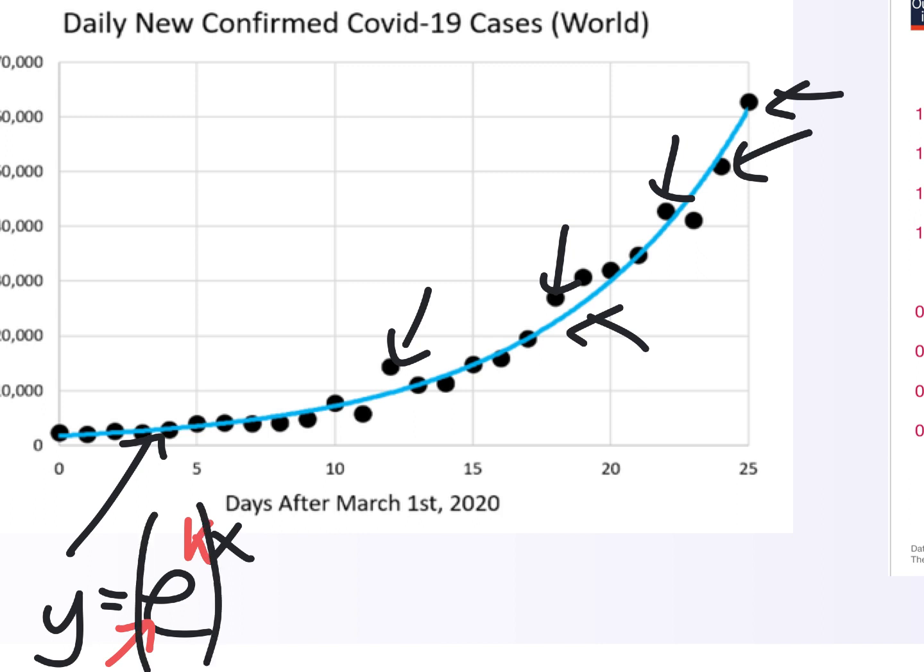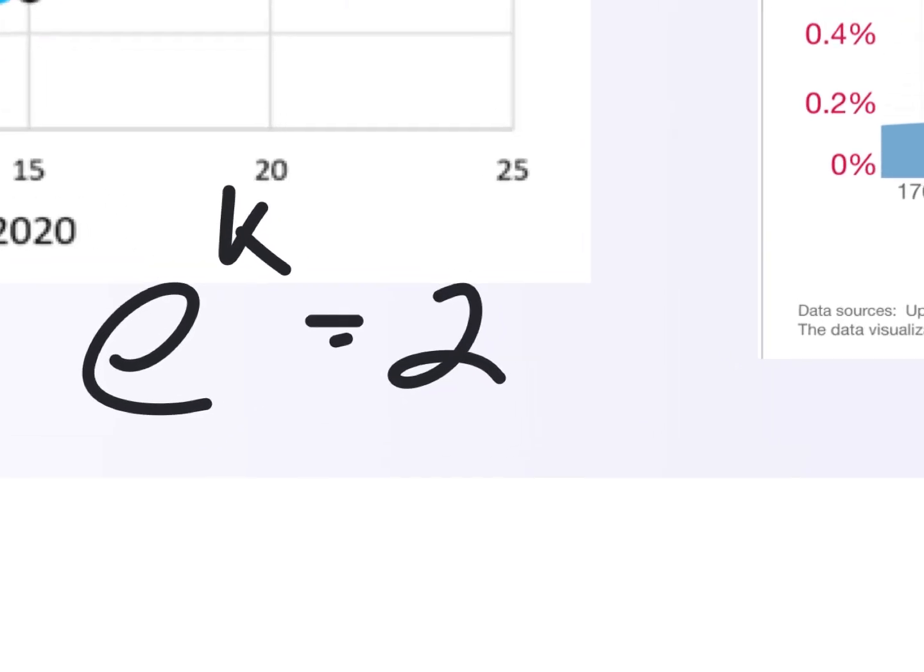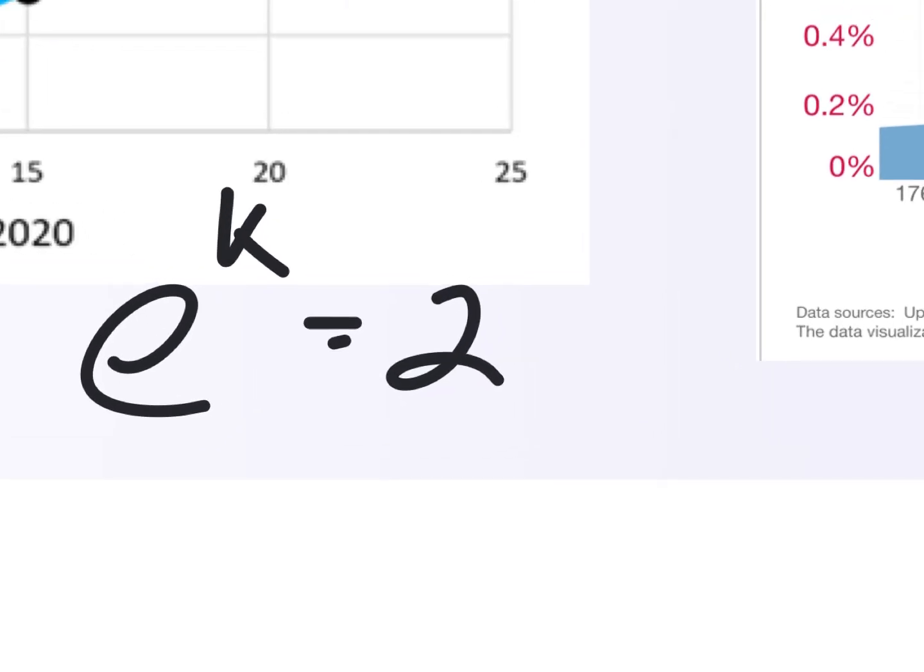And if I want that power to be like a 2, you can figure out how to make e to the k equal to 2. You can say, I just want e to the k to be equal to 2. And then you can solve for k. Would you please do that? If e to the k is 2, what's k? I'm going to pause for a second.